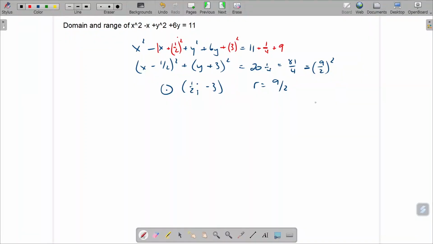So again, what I need you to understand is that if I was to draw a quick sketch of this idea, that if my circle center was at a half and minus 3 over here somewhere, the domain would be all the x values that are allowed. So in other words, left and right of this circle center. So 9/2 to the left and 9/2 to the right.